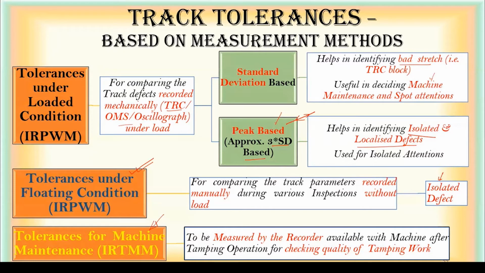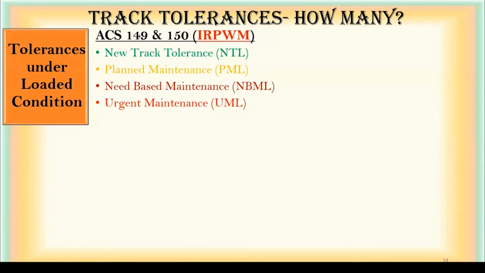So, for machine maintenance, to judge the output or quality of output of a machine, tolerances are laid down in the machine maintenance track machine manual. What are those tolerances? For loaded condition, meaning mechanical measurement when we do by TRC or OMS, in those cases we should compare our track parameters with these tolerances. 4 types of tolerances are there. New track tolerances for a track which has been newly laid or newly renewed.